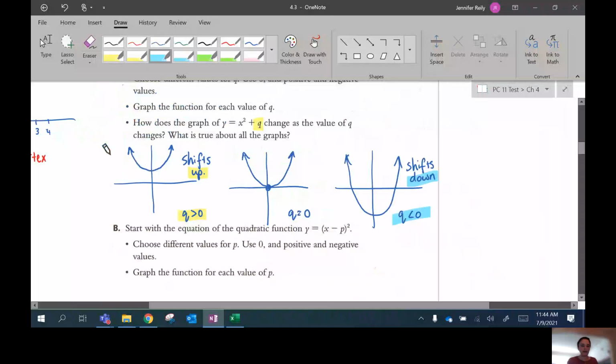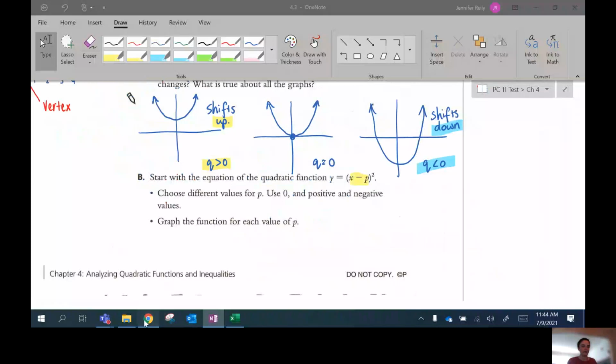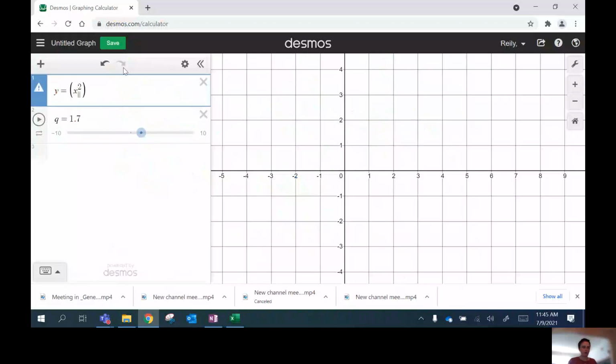Okay, let's see what happens if, instead of adding or subtracting a value on the end, you add or subtract a value from the x, within a bracket like that. So let's see what goes on if you put a different value in there. Instead of adding and subtracting outside of the square, we're going to put a bracket around the x. Oops, let's put the x squared on the outside.